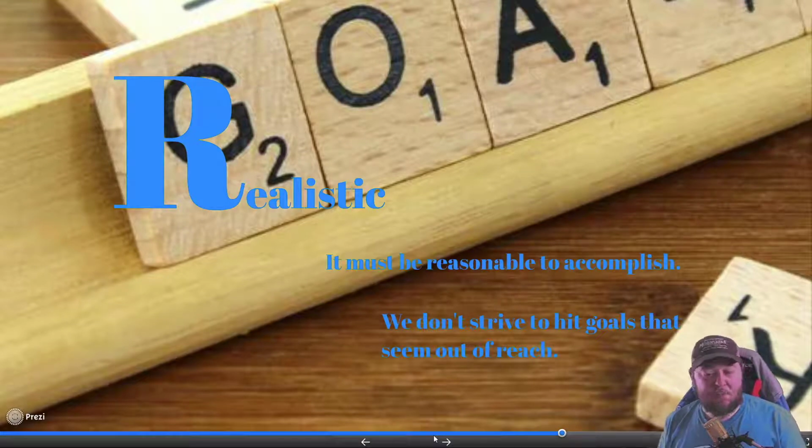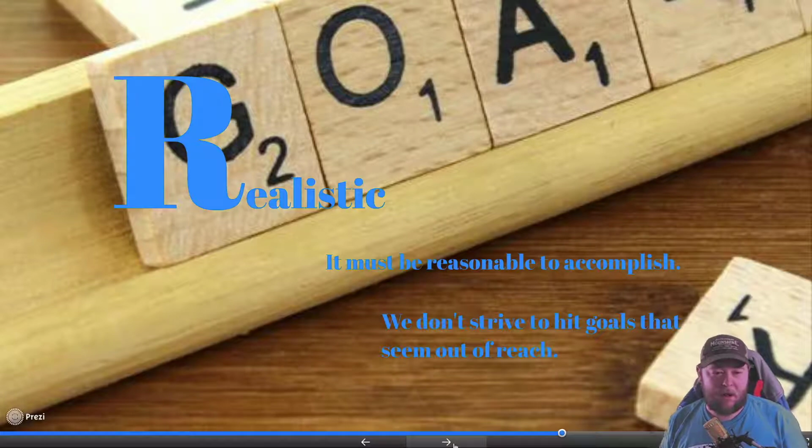R is for realistic. It must be reasonable to accomplish your goal. We don't strive to hit goals that seem astronomically out of reach. We only strive when we have to stretch just a little bit beyond what we're comfortable with in order to hit the goal that we're looking for. So for these goals to be realistic, we want to make sure that we're not going to goal ourselves to sell 10,000 units this month when the average sales that we would typically have in a month may be 100.